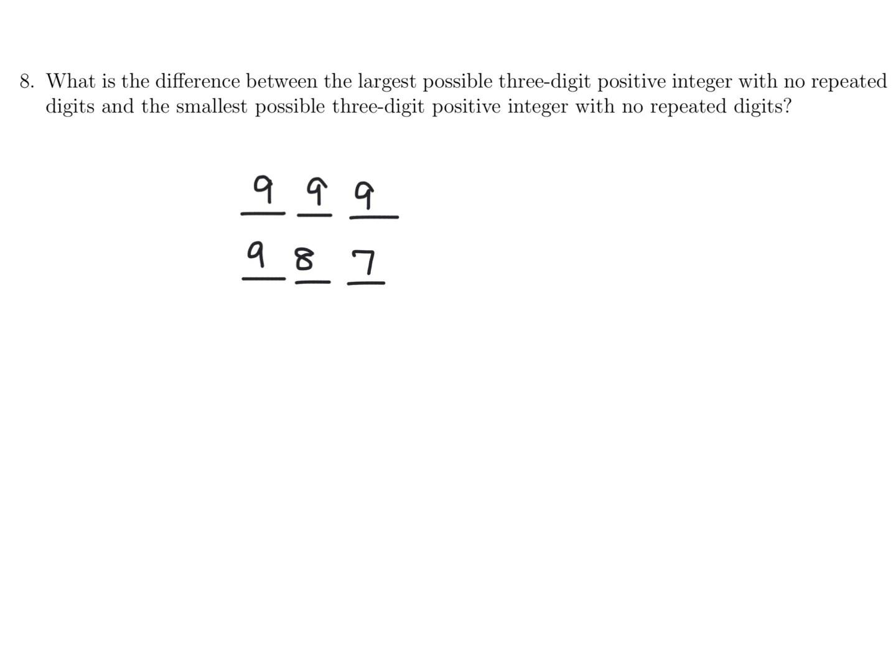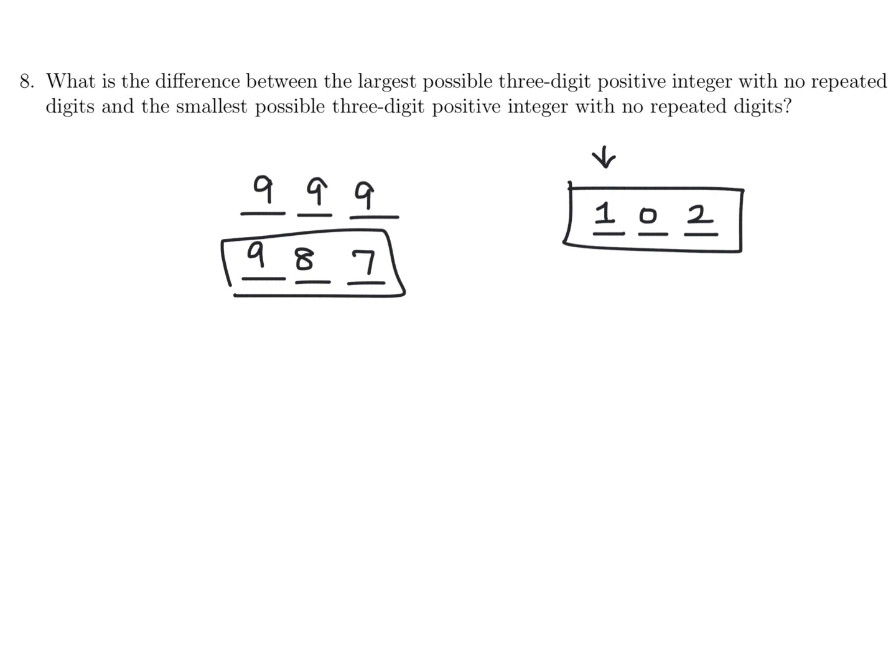Now, the smallest one with no repeated digits, well, the first number cannot be a 0. The 1 is the lowest I can make it. The second one could be 0, though. And then the third digit can't be a 0 or 1 because it can't have repeated digits, but 2. So this is the largest, I believe, and this is the smallest. I'm pretty sure about that. So then they want the difference. So 987 minus 102 is 885, and there we go.